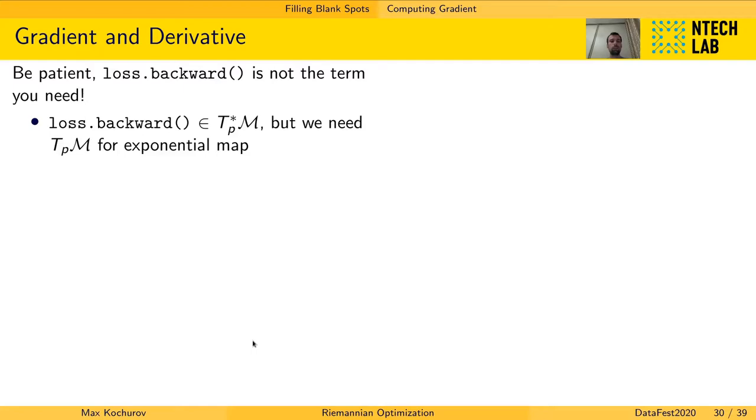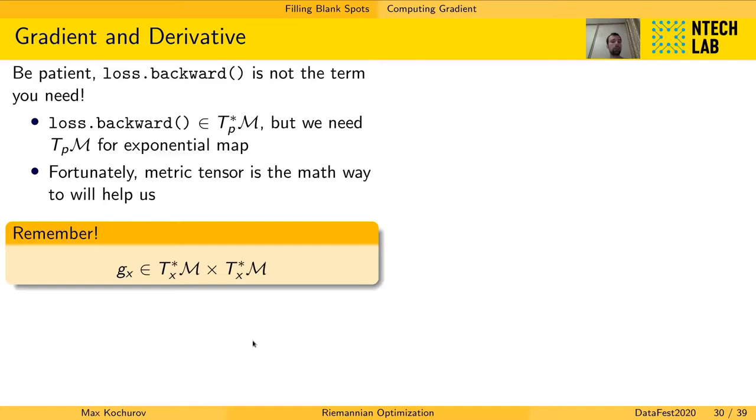Before we proceed, we need to understand the difference between gradient and derivative. As I mentioned, loss backward belongs to the cotangent space, but we need tangent space for the exponential map. If you work with Euclidean manifolds, you can forget about Riemannian geometry, complicated math, and use summation and subtraction, whichever you prefer. But if you work with Riemannian manifolds, you need to really take care about it. Fortunately, metric tensor provides us a way to compute tangent vector out of the cotangent vector we get from loss backward.